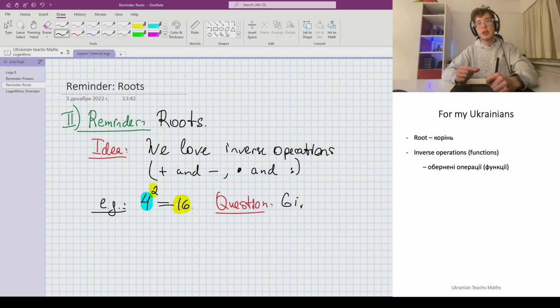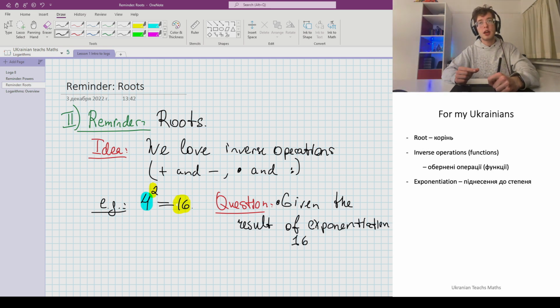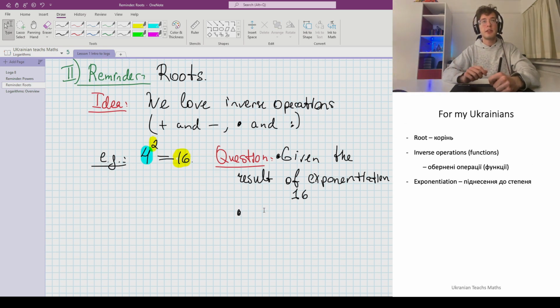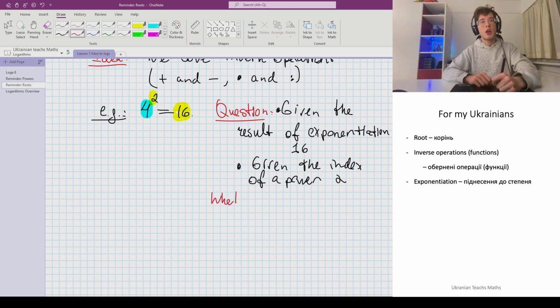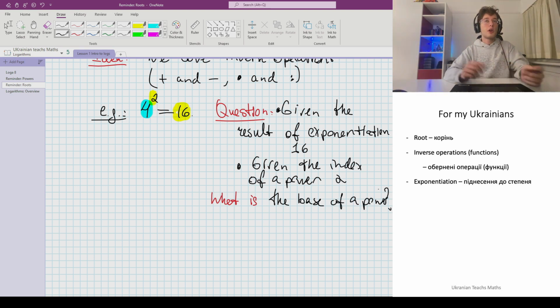Given the result of exponentiation, 16, and given the index of a power, 2, what is the base of a power? What is the base of this power that we need to get 16 when we square this number?